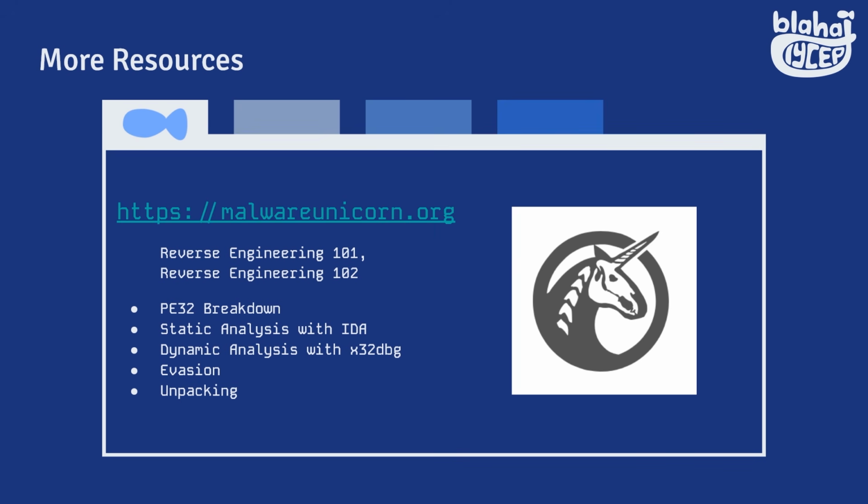There's this website, malwareunicorn.org. It has two reverse engineering courses with a particular focus on 32-bit Windows binaries. It's weird because nowadays Windows is all 64-bit, but because of backwards compatibility, you can still run 32-bit on Windows 64, and a lot of malware is written in 32-bit for some reason. So it breaks down PE32s in particular. And instead of using Ghidra, it uses a more advanced, air quotes, depends on who you ask, decompilation software called IDA, the Interactive Disassembler. It teaches you how to do dynamic analysis with x32dbg.